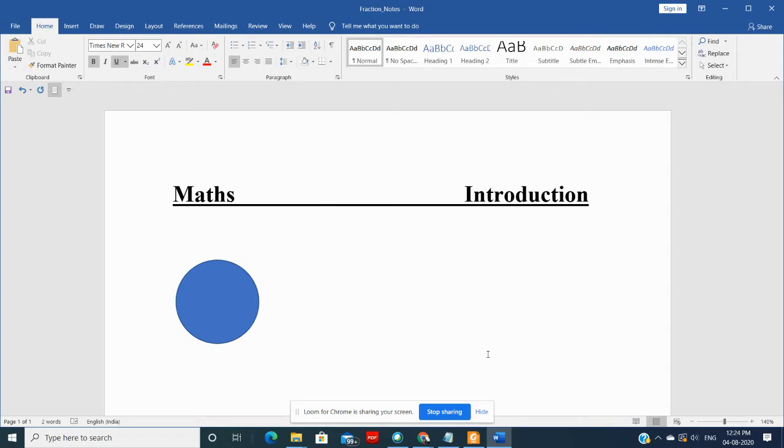So today we are going to discuss our maths chapter, fraction. So let's start. In maths we deal with numbers. But is it that we always deal with whole numbers, like 1, 2, 3, 4, etc.?